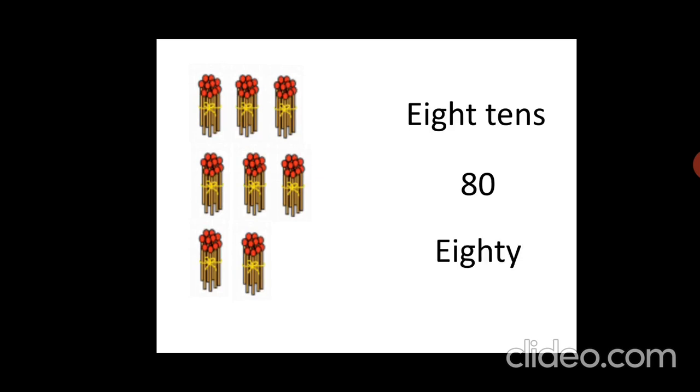Next, we have 8 bunches of matchsticks. In one bunch we have 10. So, like that, in the 8 bunches, we have 80 matchsticks. 8 bunches means 8 tens. 8 tens means 80. What's the spelling of 80? E-I-G-H-T-Y, 80.